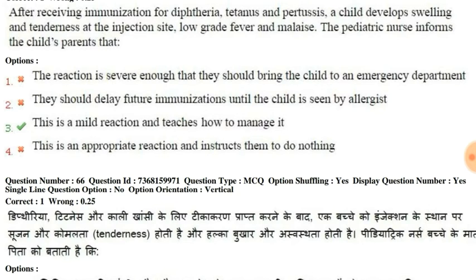Next is, after receiving immunization for diphtheria, tetanus and pertussis, a child develops swelling and tenderness at the injection site, low grade fever and malaise. The pediatric nurse informs the child's parents that, the answer is third one, that is this is a mild reaction and teaches how to manage it.